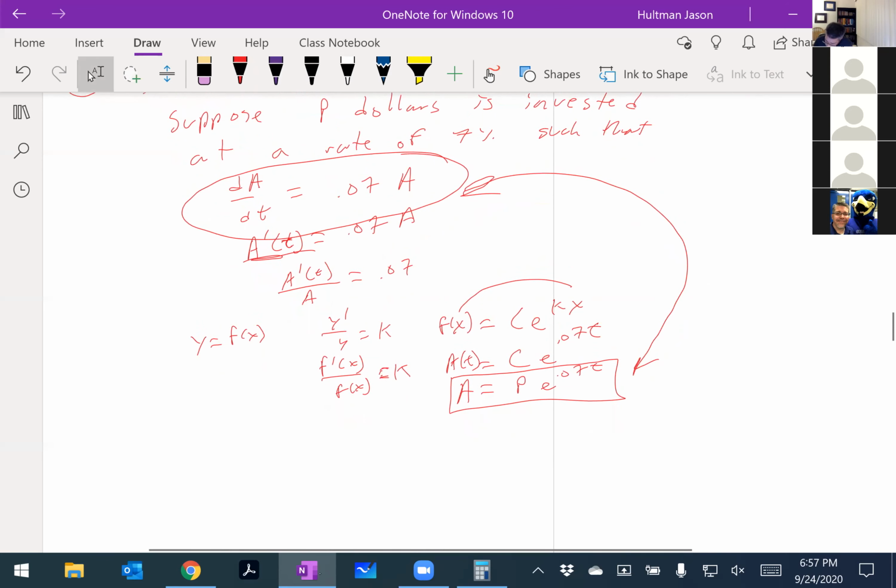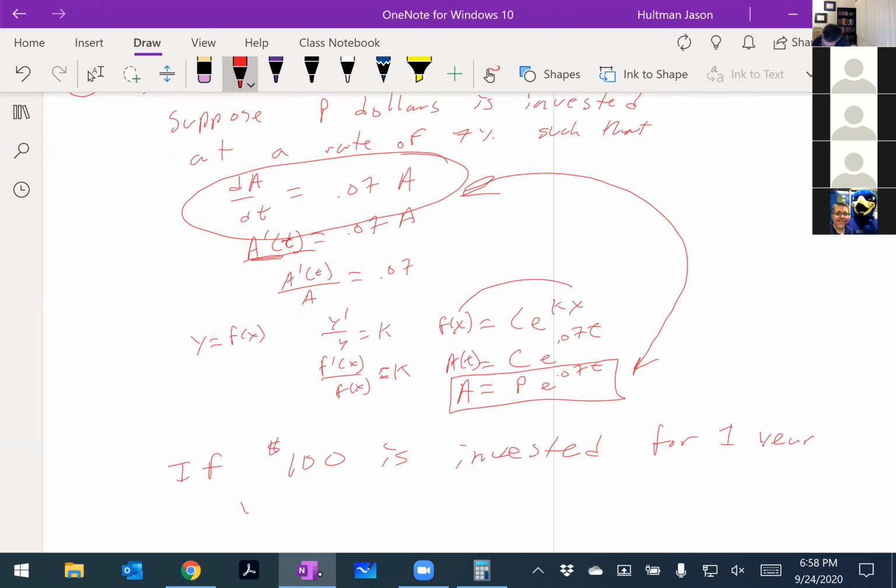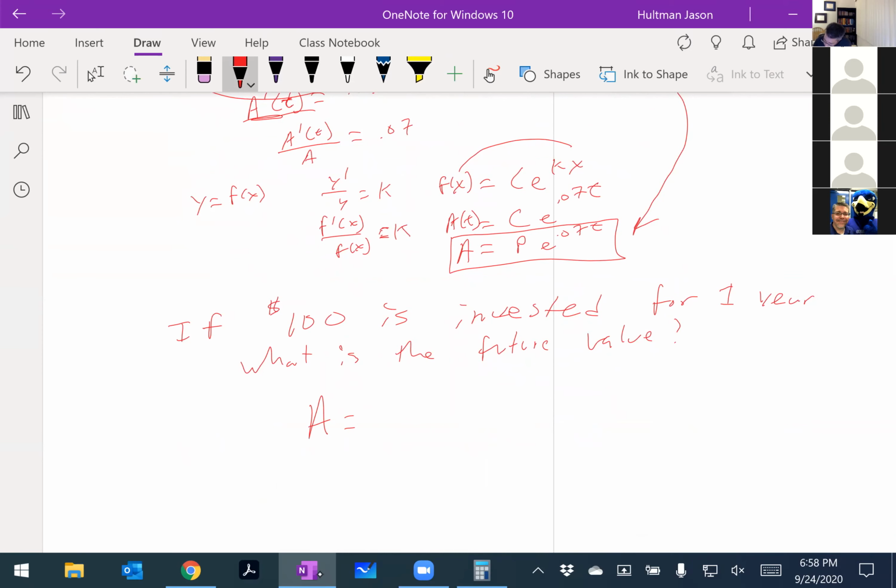And so let's answer this question. If $100 is invested for 1 year, what is the future value? So A is equal to, I'm going to invest $100, e to the 0.07 times t, which is 1. So this is going to be 100 e to the 0.07, which is going to be approximately what?